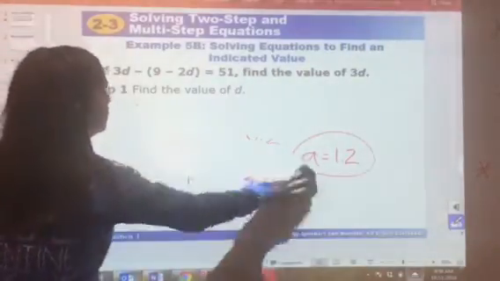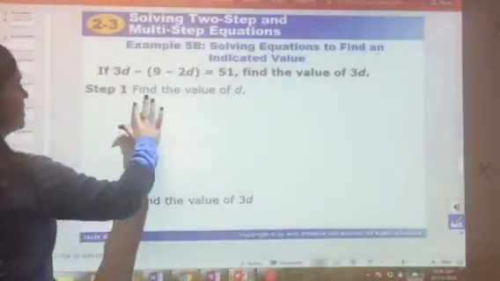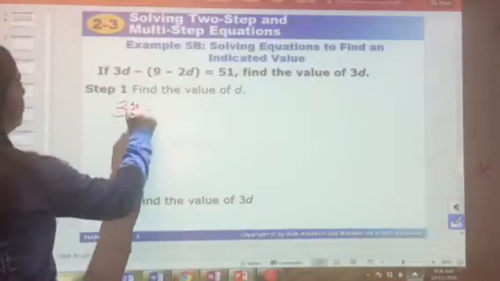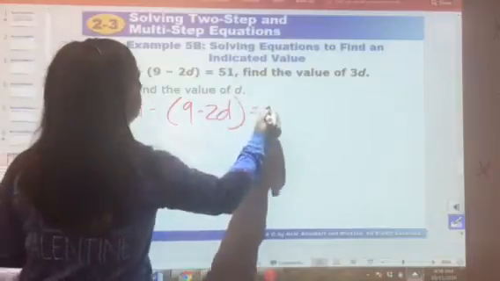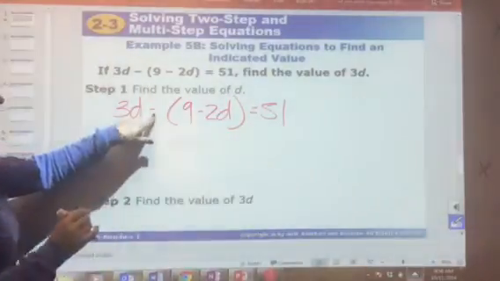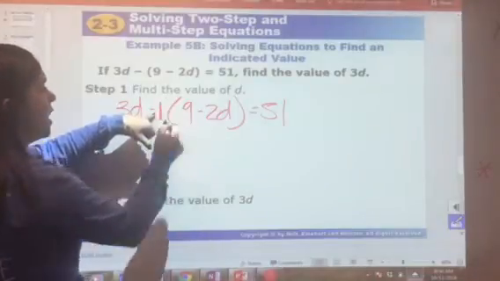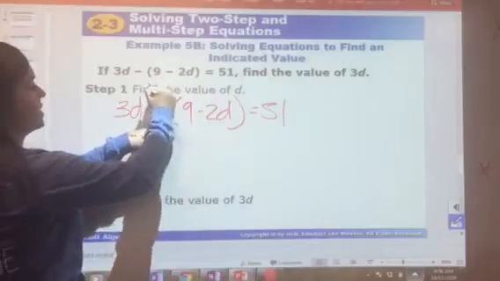Okay, same thing. We're going to do 2 steps, and we're going to figure out what the answer to 3 times d would be. First, I've got to figure out, well, what is d? So this is my equation that they give me. If you notice, there's a negative sign outside of the parentheses. Really, this is a negative 1. So I'm going to distribute or multiply this negative 1 to everything on the inside.